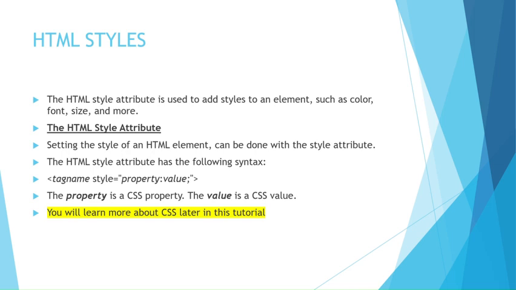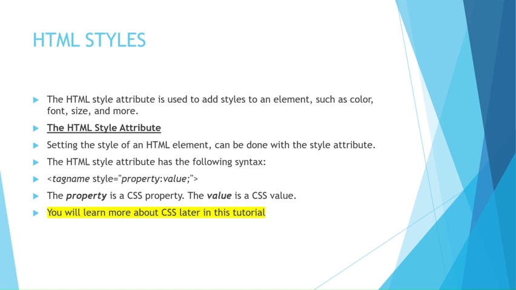Topic: HTML style. The HTML style attribute is used to add styles to an element, such as color, font, size, and more. Okay, so basically, we use this HTML style attribute. This property is a CSS property. Okay, so let us know more about this HTML style attribute.